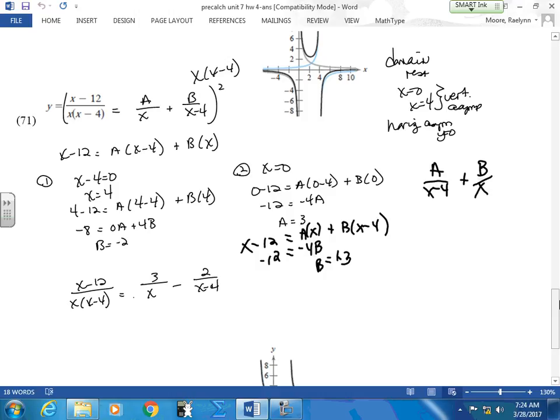Can you switch them around? Absolutely. Do they have to be in that order? No, but they do have to fall the same direction.